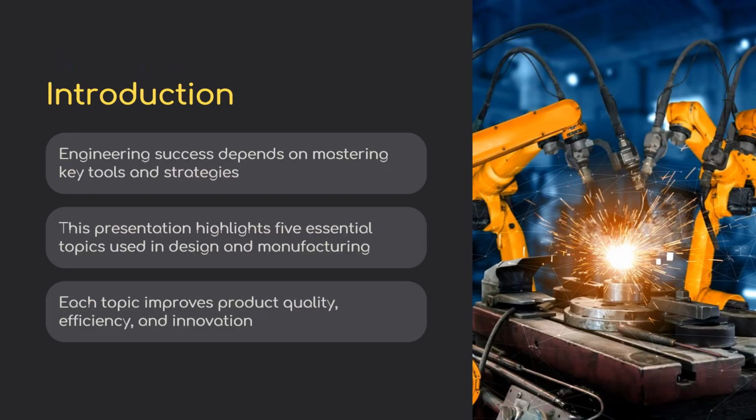Tools and strategies so important in engineering today. As products become more complex and timelines get shorter, engineers must rely on methods that allow them to quickly design, analyze, and optimize their work. This presentation will focus on 5 key topics: computer-aided design, finite element analysis, design for manufacturability, failure mode and effects analysis, and lean manufacturing. Each of these plays a vital role in the product development cycle, from the first sketch on a screen to the final product rolling off the assembly line.